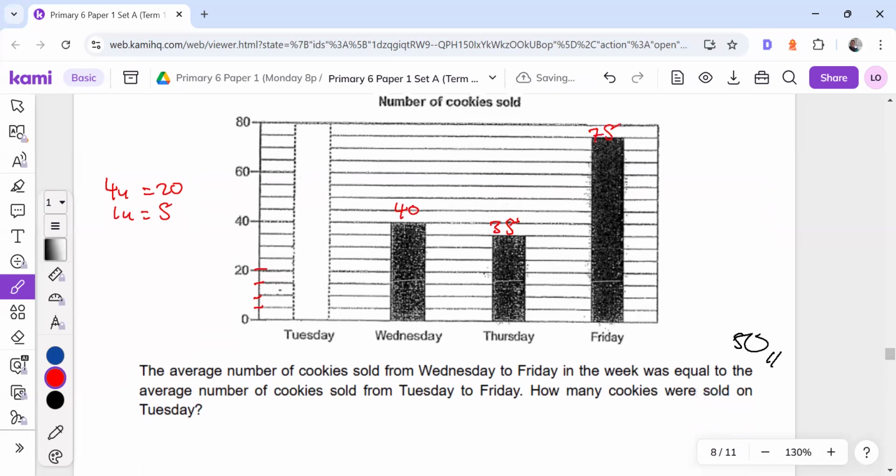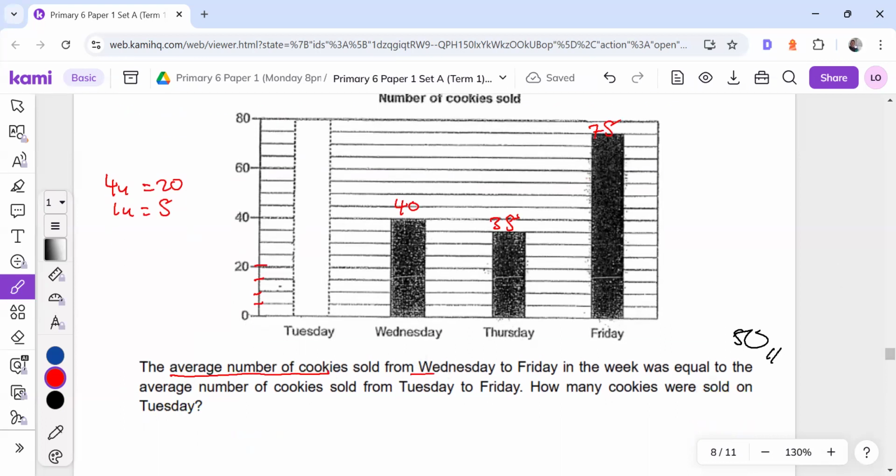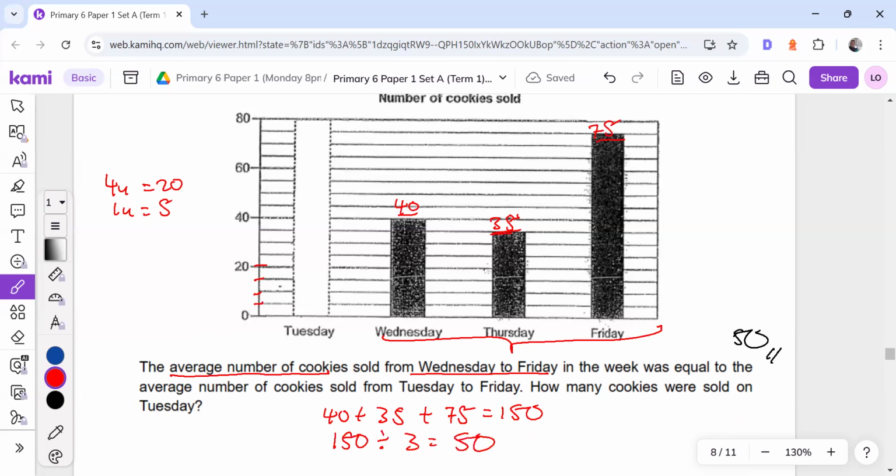Now I can solve. So the average number of cookies from Wednesday to Friday. Okay, so what's the average? So you look at Wednesday to Friday. To find the average, I hope you know how to find average. You must find the total first. So you go and add up the total, so you take 40 plus 35 plus 75. I think you get 150, right? That's the total. And then how do you get average? You take the total and divide by how many days, which is 3 days. So what's the average? 50. Do you have this one?